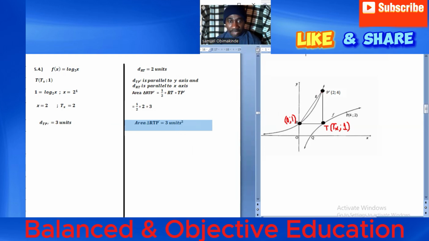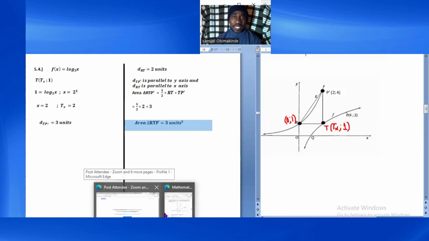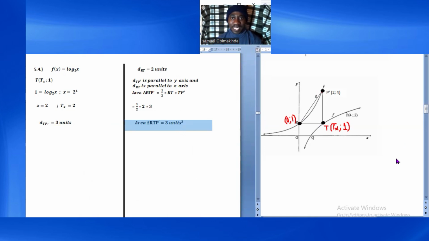And that is the end of question 5. All right, thank you for staying with us to the end of question 5. Next, we will be solving question 6.